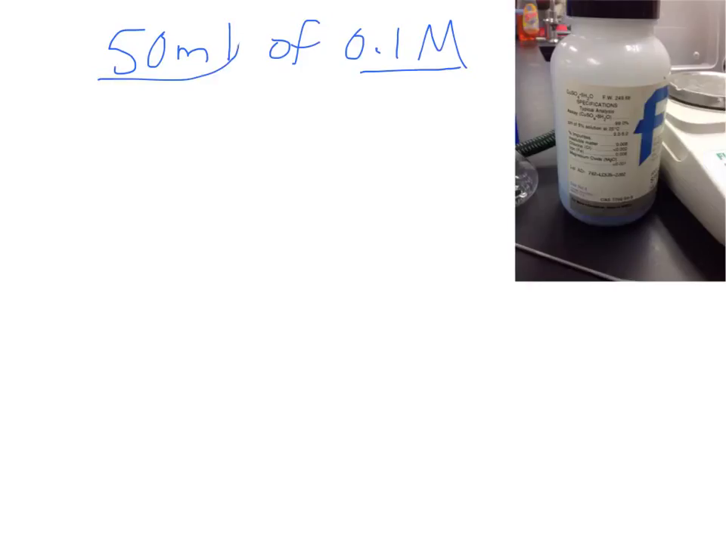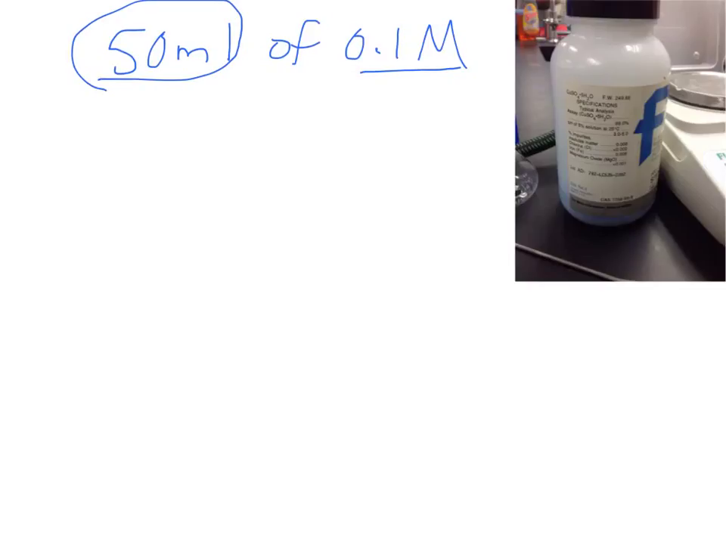So each group is going to be assigned 2 different solutions to make, and each group will have a different molarity of solution to make. In this example, I'm going to use copper 2 sulfate, and I'm going to make 50 milliliters of 0.1 molar solution. So in your procedure, you're going to have a different molarity, but each group is going to make 50 milliliters, so that part's going to be the same. You'll just have to substitute in a different molarity and a different formula mass.